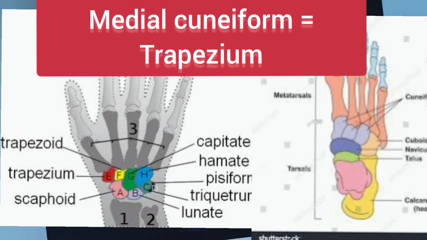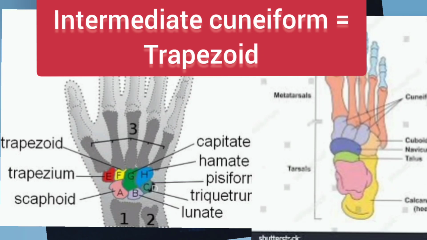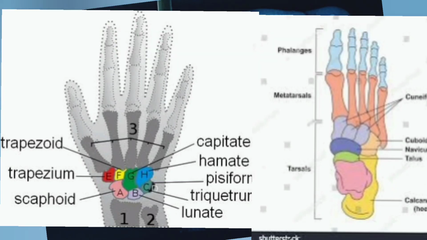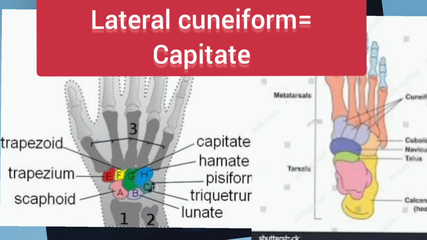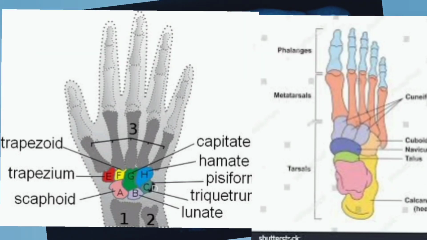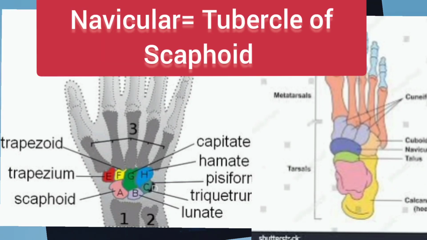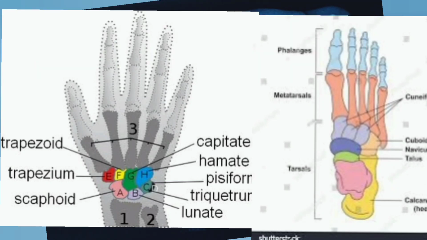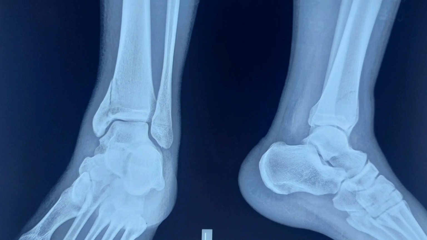Then medial cuneiform, this one, it is trapezium in the hand. Then intermediate cuneiform, it is trapezoid in the hand. Then lateral cuneiform, it is capitate in the hand. And navicular, this is navicular, it is the tubercle of scaphoid in the hand. So all these are the homologous tarsal and carpal bones. So usually all these questions are asked in the plain X-ray of the foot.